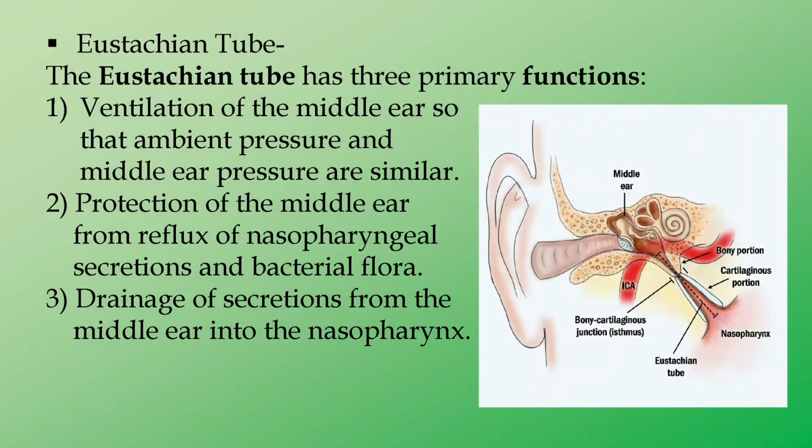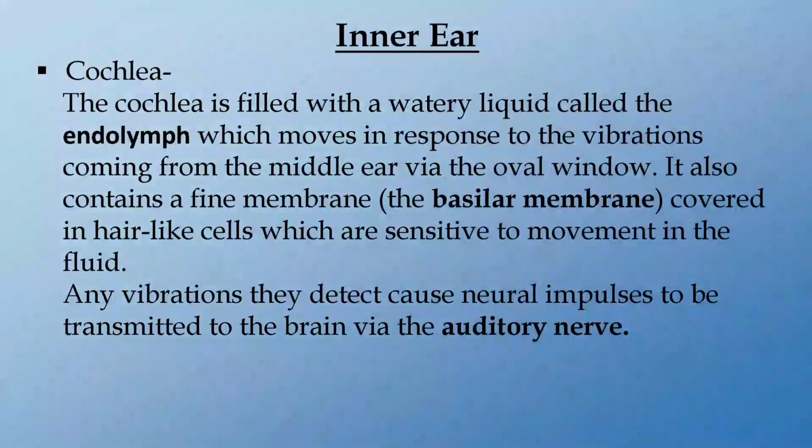Eustachian tube. It has three functions. First is that it ventilates the middle ear so that the pressure remains same as the ambient pressure. Second is that it protects the middle ear from secretions of nasopharynx and bacteria. Third is the drainage of secretions of middle ear into the nasopharynx.